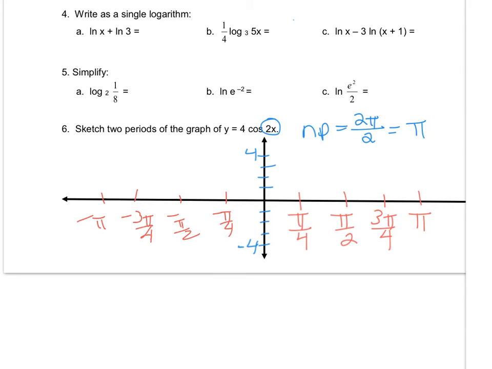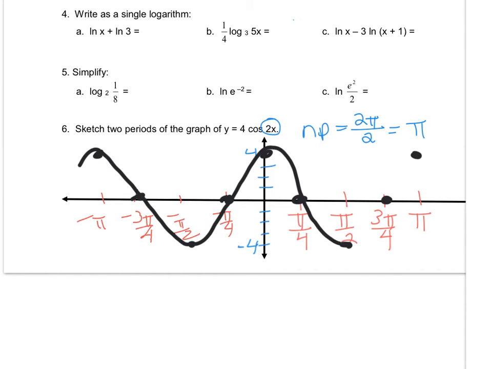And then cosine starts at a maximum, goes to the middle, back to the minimum, to the middle, to the max. I'm going to take that pattern backwards. And when you sketch the graph, make sure it's nice waves, it's not pointy. You want it to be nice and curved.